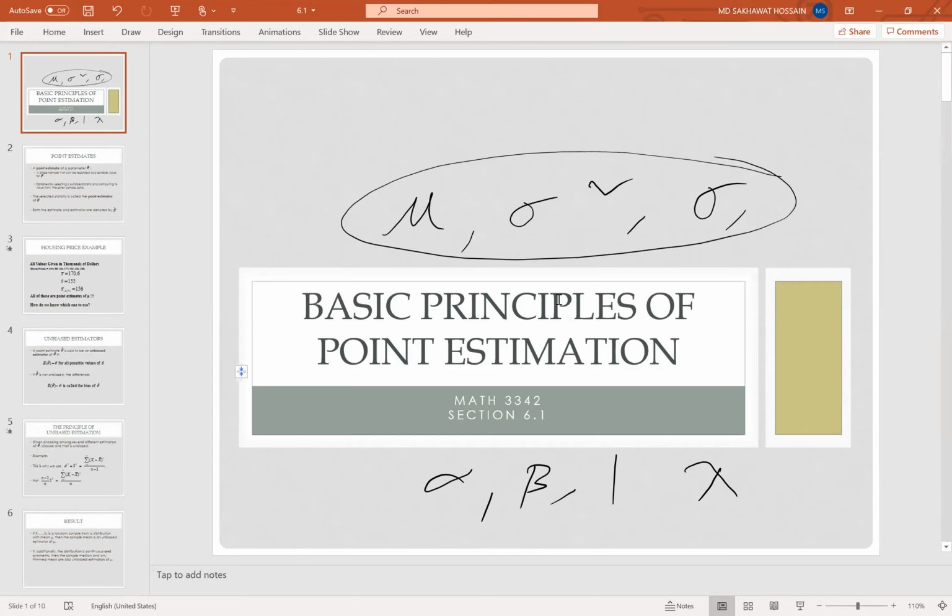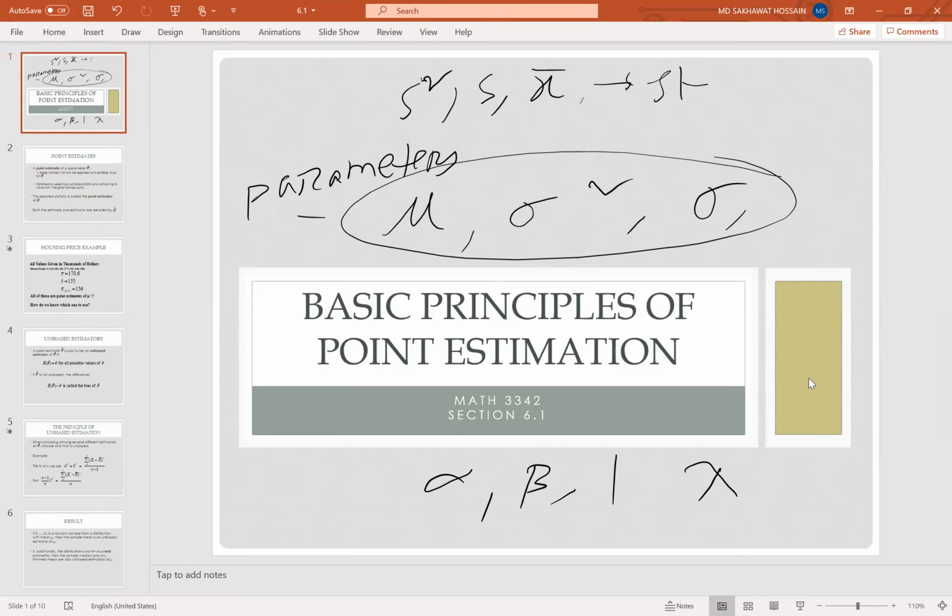But x bar and s square, they are statistics. So these are parameters, and these are statistics, because they are related to the sample and these are related to population.